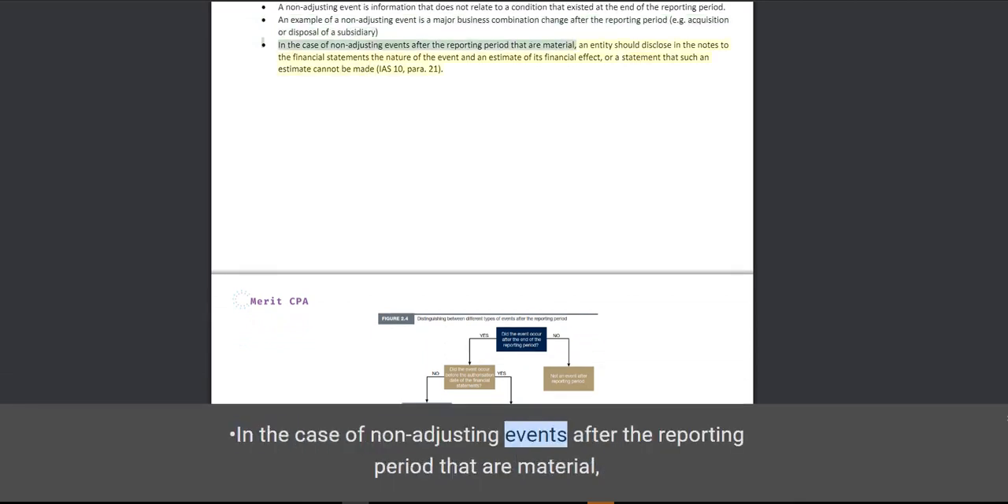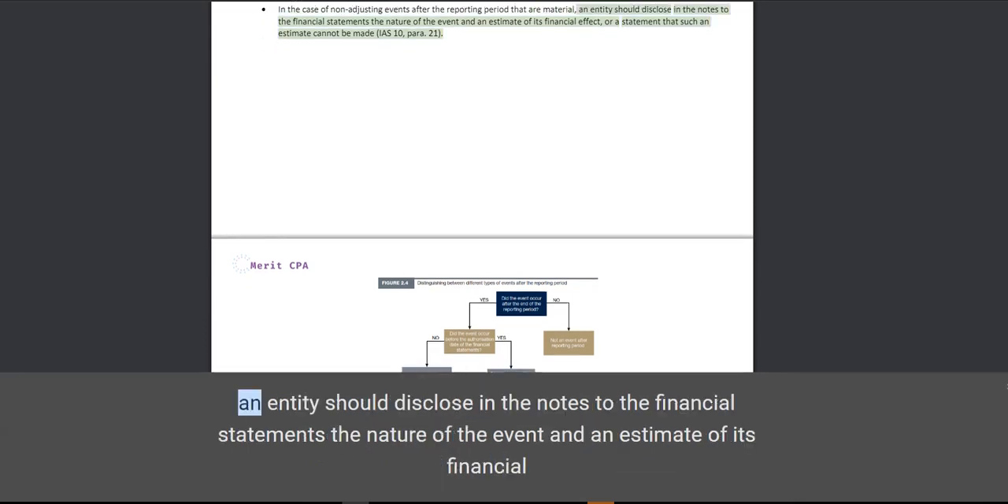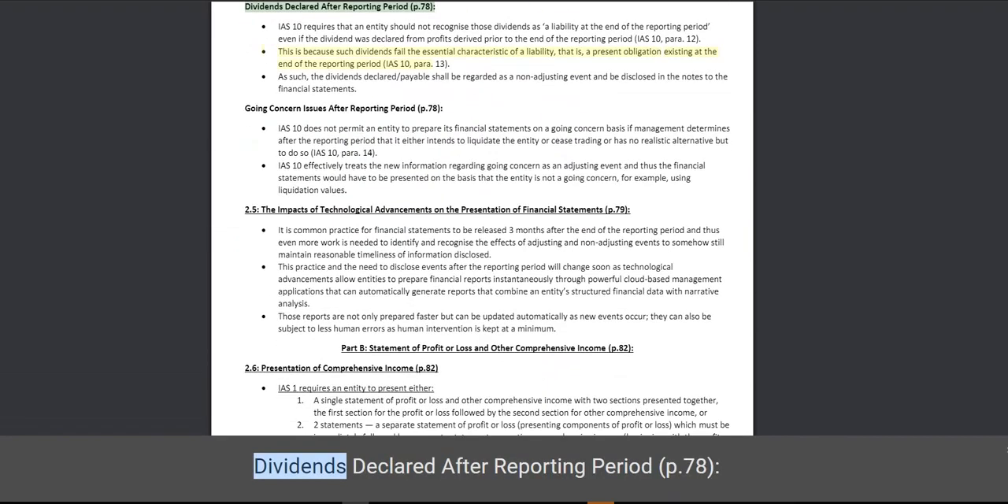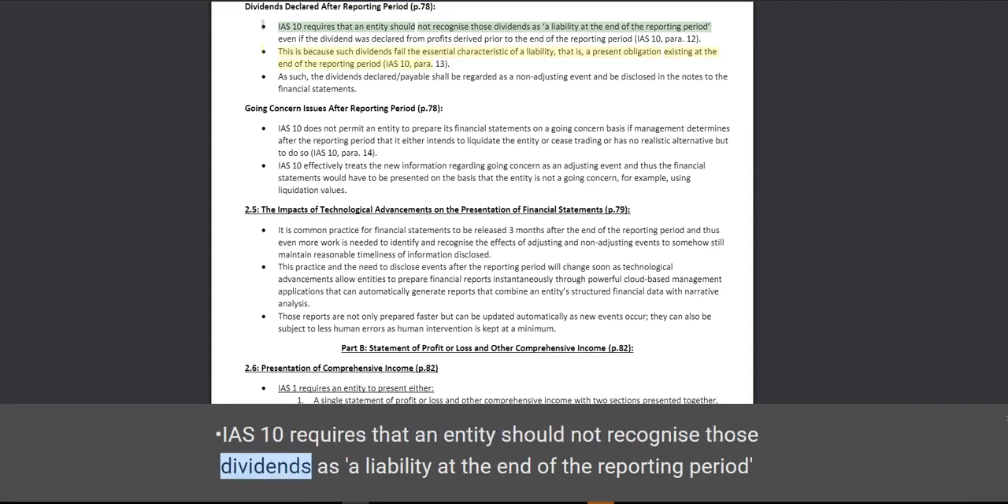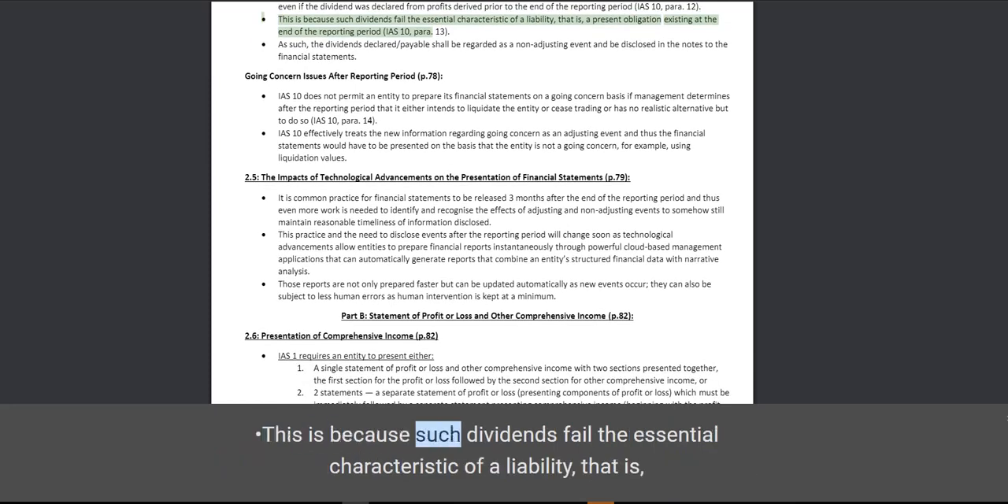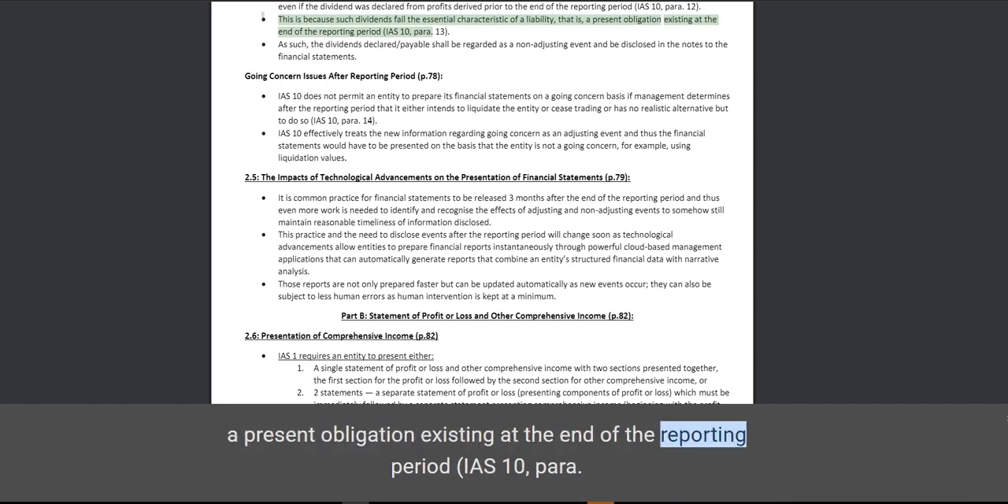In the case of non-adjusting events after the reporting period that are material, an entity should disclose in the notes to the financial statements the nature of the event and an estimate of its financial effect, or a statement that such an estimate cannot be made. IAS 10, para. 21. Dividends declared after the reporting period. IAS 10 requires that an entity should not recognize those dividends as a liability at the end of the reporting period, even if the dividend was declared from profits derived prior to the end of the reporting period. IAS 10, para. 12. This is because such dividends fail the essential characteristic of a liability, that is, a present obligation existing at the end of the reporting period. IAS 10, para. 13.